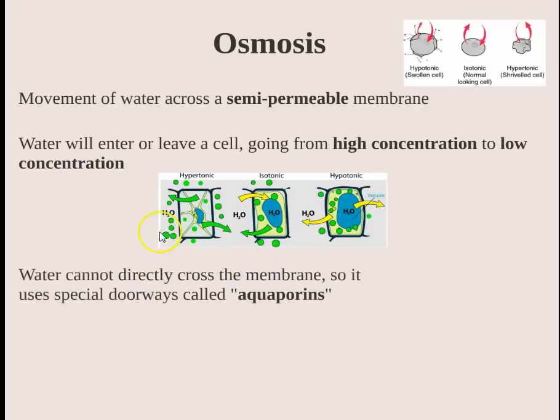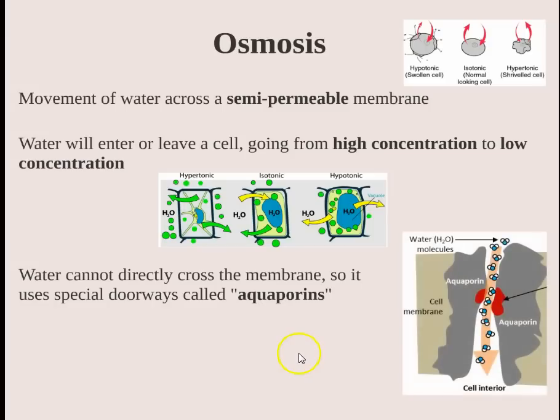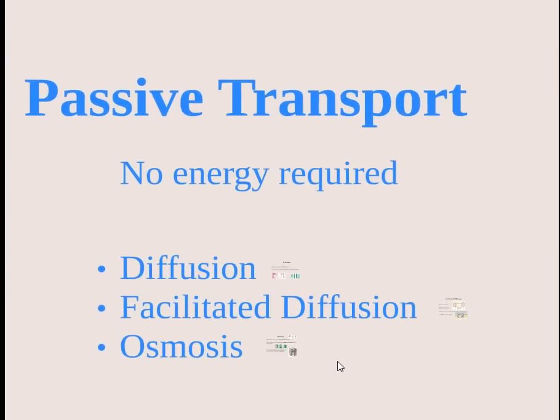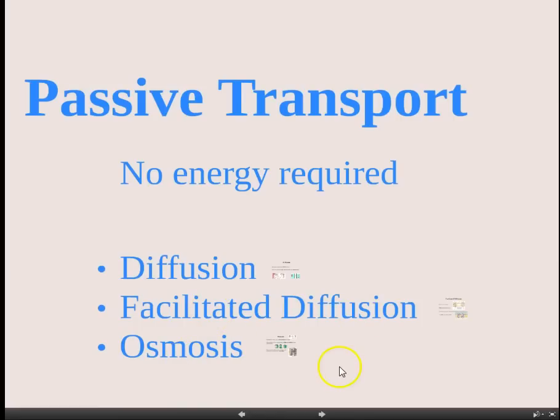Now remember, water cannot actually directly cross the membrane, so it uses special doorways called aquaporins. That's one of your vocab terms. So here you can see just an aquaporin, water passes through that channel. So again, all of these are passive transport. No energy required for diffusion, facilitated diffusion, or osmosis.